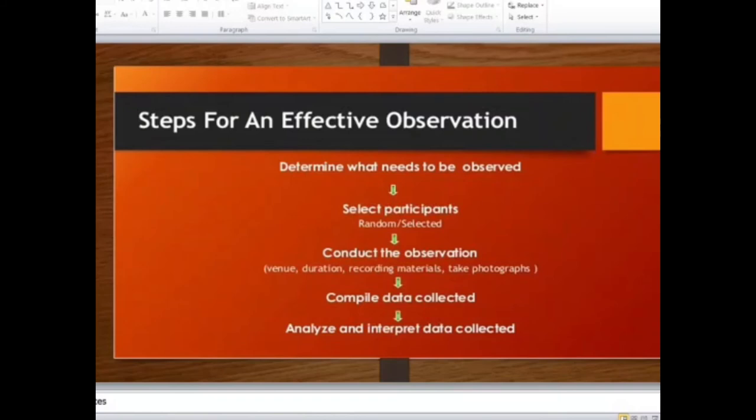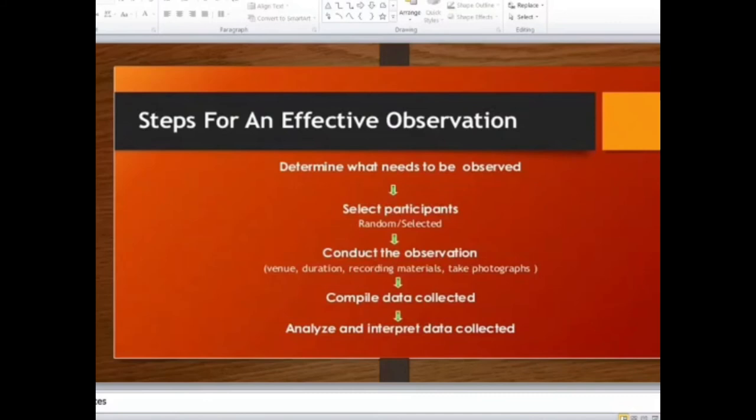While conducting the observation, we have to keep in mind where the venue of observation is, what the duration is, what recording materials are required, and whether we have to take some photographs or not. After observation, we compile the collected data, analyze it and interpret it. So these are the steps for an effective observation.